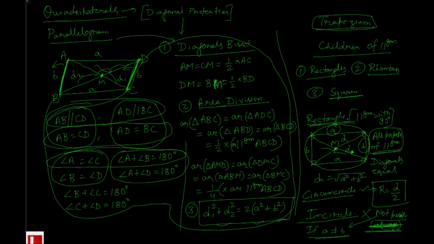So important thing in rectangle, all properties of parallelogram without any confusion will be applicable, whatever we have learned earlier. And the diagonals become equal. The length of diagonal is square root of A square plus B square. Circumradius of a rectangle is half of diagonal. That's it. An incircle we may or may not be able to draw in a rectangle. That will be a specific situation.